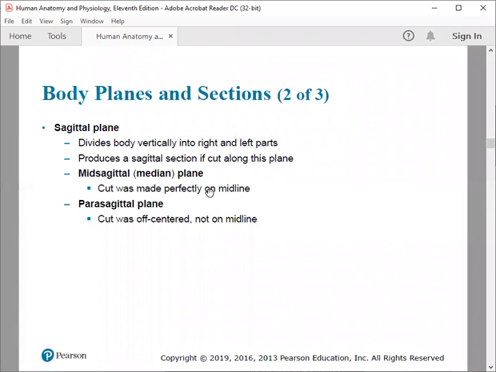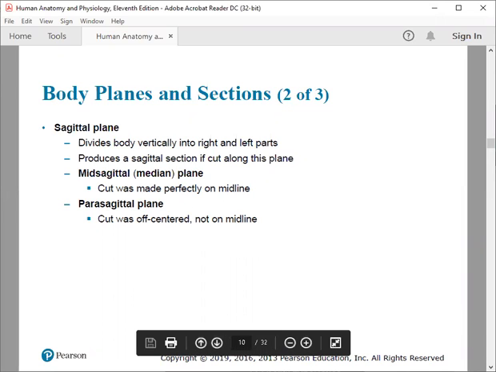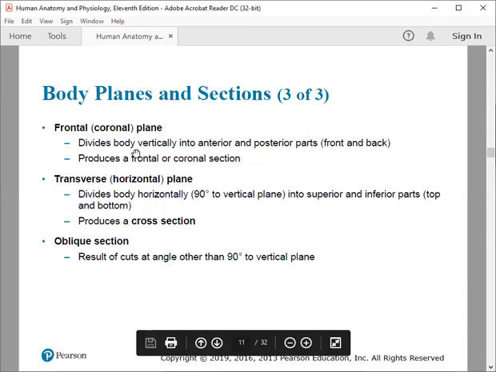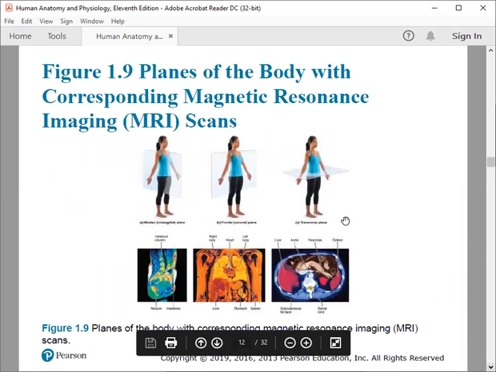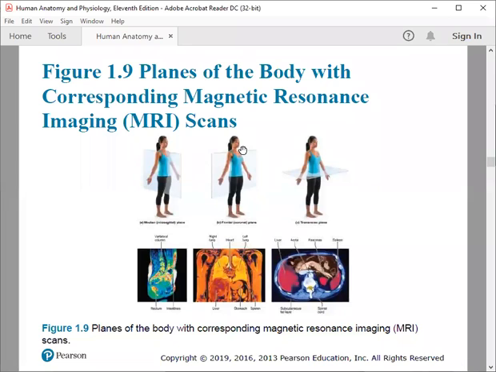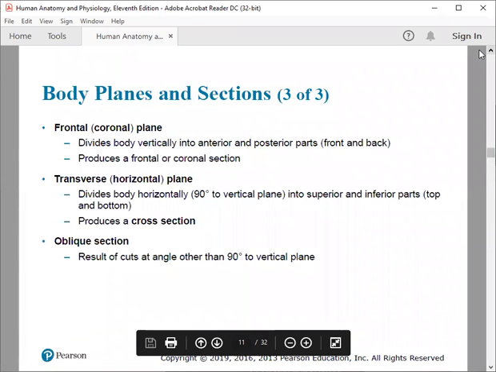Mid-sagittal is when it is perfectly on midline. Parasagittal is if the slice is off center. So you could move that slice either to the left or the right, and that would be a parasagittal plane. The frontal or coronal plane is going to divide the body into anterior and posterior parts. I'll jump to this picture here. So this one would be this center one here. The anterior portion is the front, and the posterior or dorsal portion is the back.